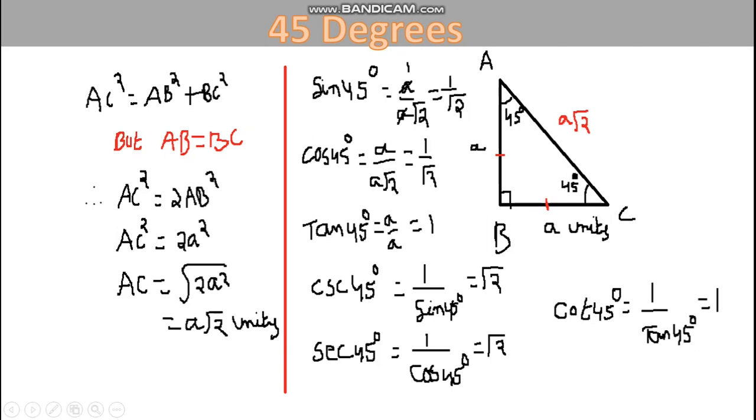Cosecant 45, which is the reciprocal of sine 45, is root 2. Secant 45, reciprocal of cos 45. So cos 45 is 1 by root 2, so secant 45 is root 2. Cotangent 45, which is the reciprocal of tangent 45. We know tan 45 is 1, so cot 45 is also 1 by 1, which is 1.